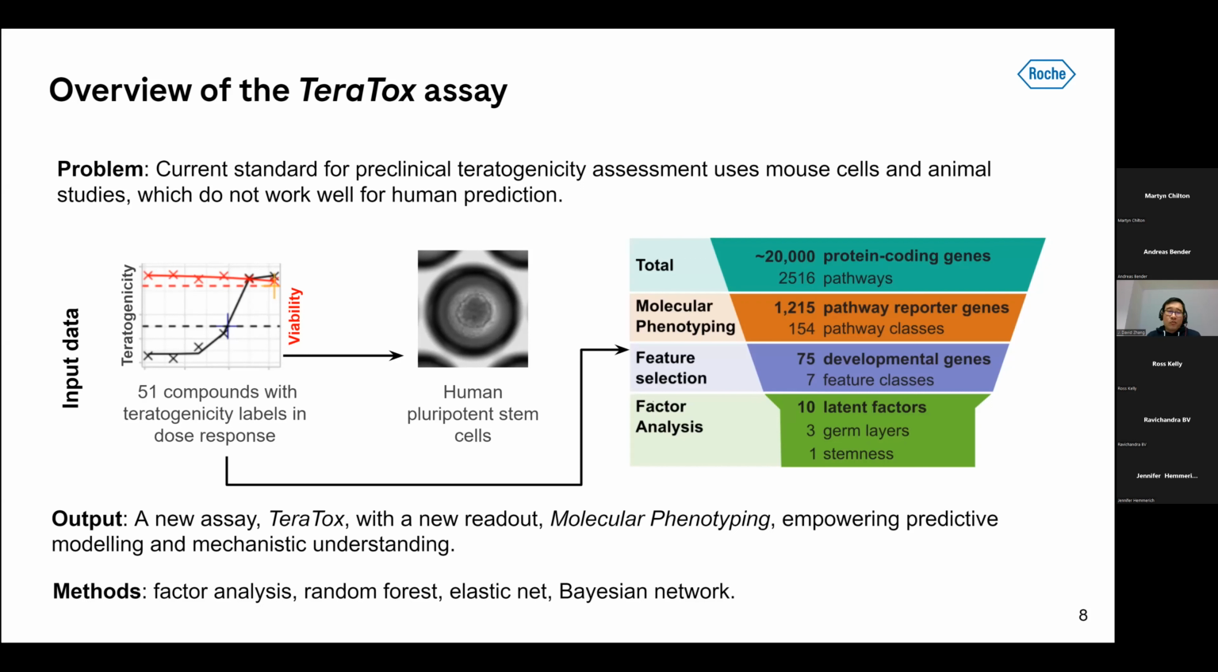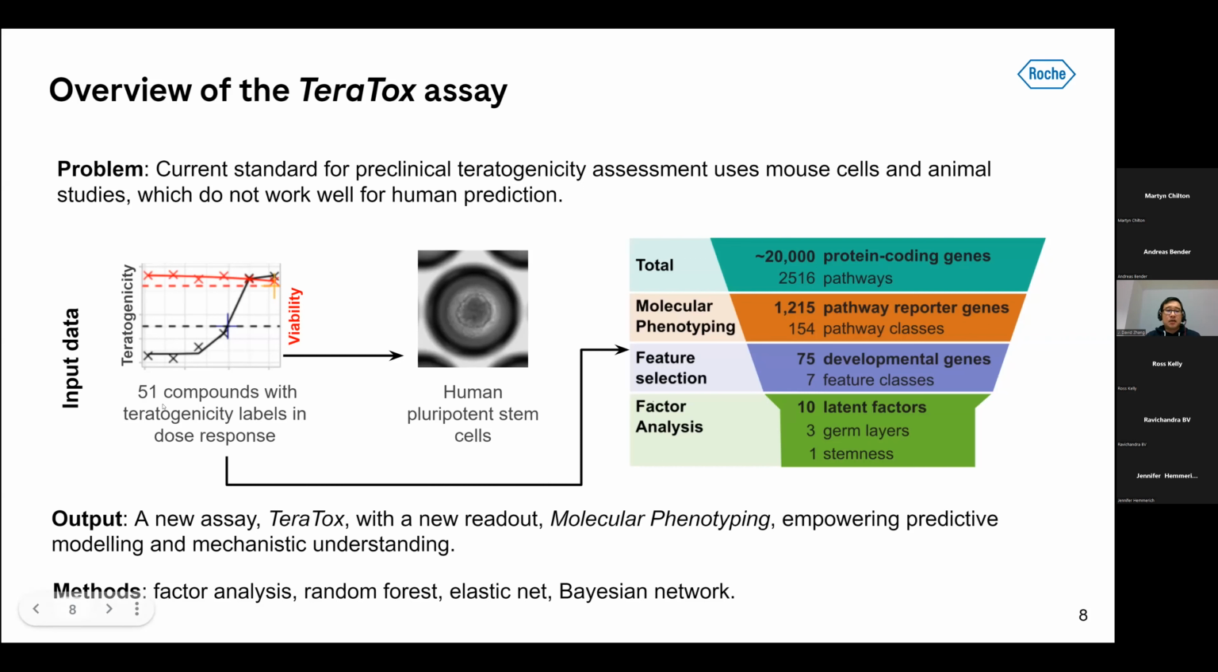And it's almost another scandal, but much less known, that after 70 years since the scandal, we still do not have a human relevant system. The most relevant systems for this now are a mouse EST as well as a zebrafish model. So the current standard for preclinical teratogenicity assessment uses mouse cells and animal studies, which do not work well for human prediction. And that problem drove us to develop a new assay, which we call Teratox, with a new readout, molecular phenotyping, that empowers predictive modeling and mechanistic understanding.